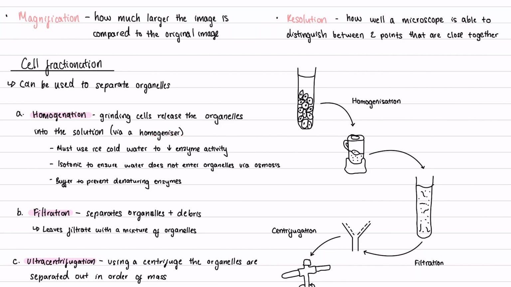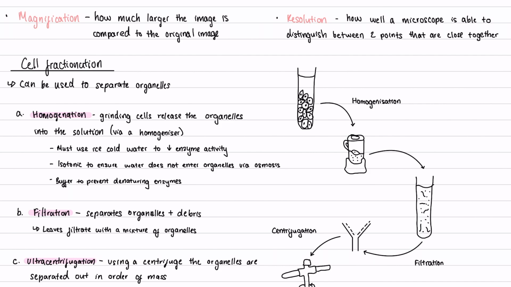This solution has to be cold to reduce enzyme activity. It must be isotonic to ensure that water does not move into the cell and into the organelles via osmosis, which may cause them to expand and get damaged. Then it needs to be a buffered solution to ensure that the proteins within the organelles do not denature.